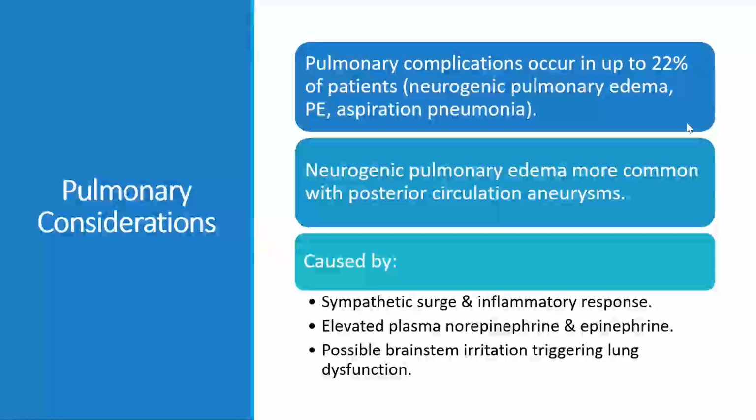Neurogenic pulmonary edema, pulmonary embolism, aspiration pneumonia. Neurogenic pulmonary edema is more common with posterior circulation aneurysms. It can be caused by sympathetic surge and inflammatory response, elevated plasma norepinephrine and epinephrine, and possible brainstem irritation triggering lung dysfunction.